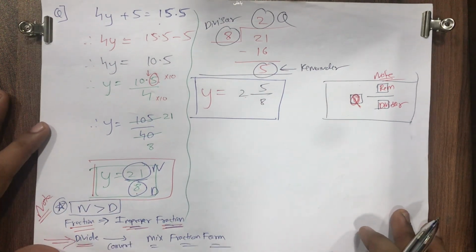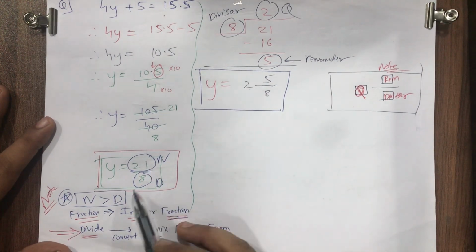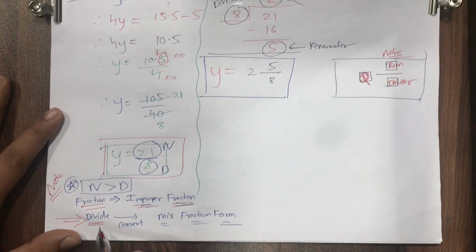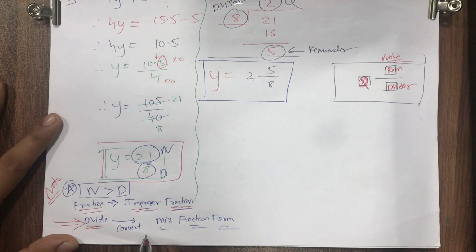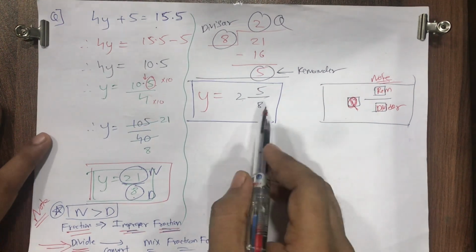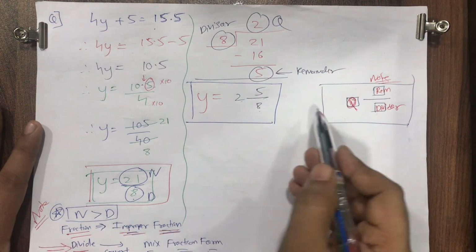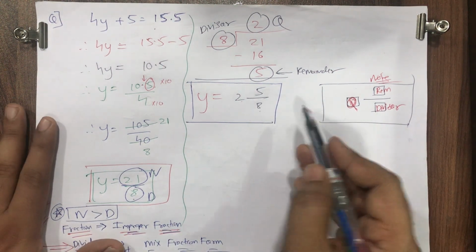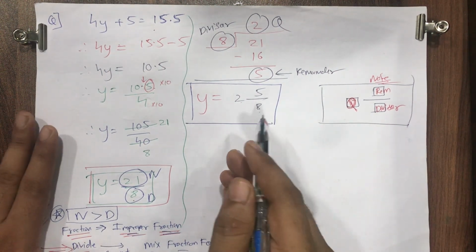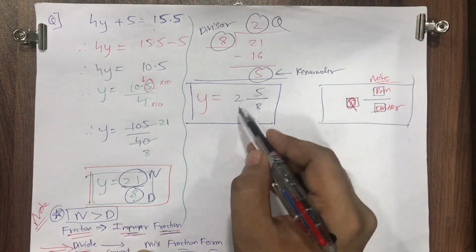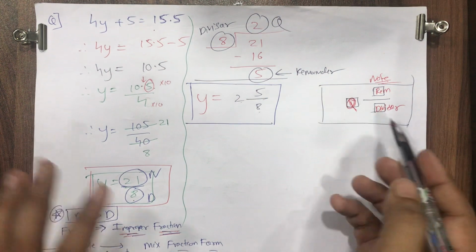Why did I do so? Because I got an improper fraction. Whenever you get an improper fraction, you have to divide it to convert into mixed fraction form. So I got the new value of y, which is 2 5 by 8. 2 5 by 8 means it's greater than 2 and less than 3. In Hindi I'll say ये 2 और 3 के बीच में आएगा. Greater than 2 because 2 के ऊपर है 5 by 8, and it's less than 3.